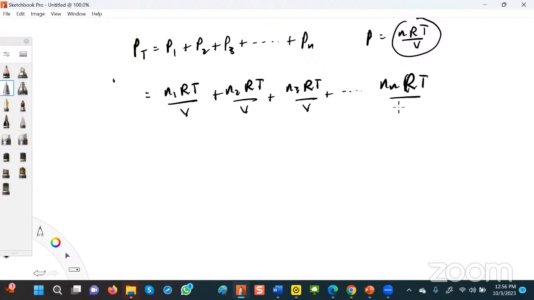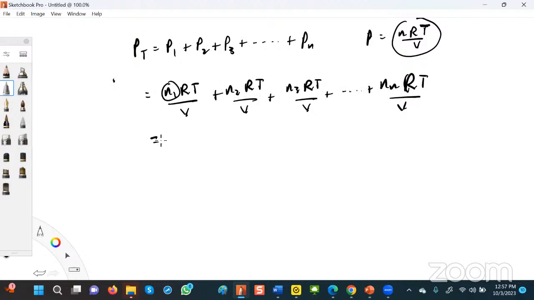I should have mentioned, which should be obvious, that for each of these gases the temperature and volume would be the same because they're all in the same container. So that doesn't change. The only thing that will change for each gas is the number of moles. That's why we have these shown separately.